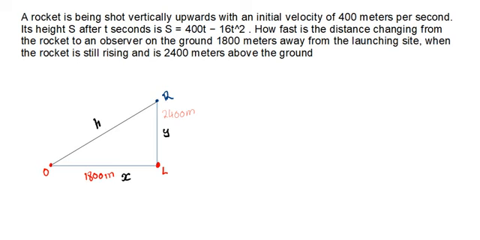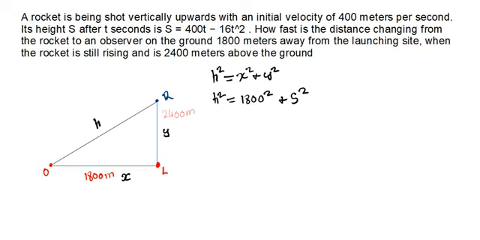So if we use Pythagoras theorem, h squared will be equal to x squared plus y squared. Then our h squared here is the one that we are looking for. So h squared is equal to x, which is basically 1800, squared, plus then our y squared, which we have been given as s, so I'll just indicate using s, squared like that.